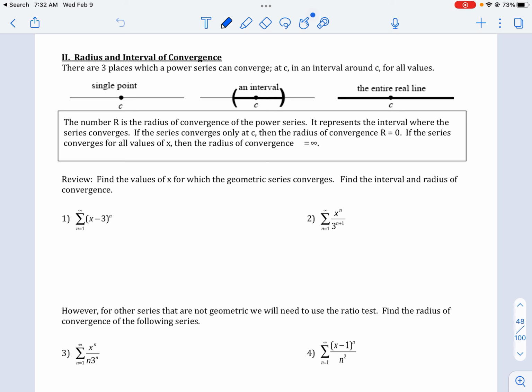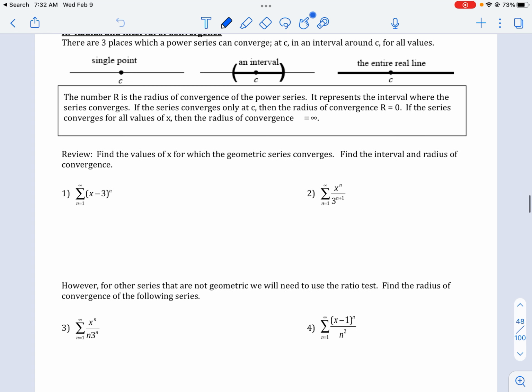For a geometric series, it's a little bit more straightforward. Basically, we learned that a geometric series only converges if the absolute value of r, which is the common ratio, is less than 1. So we can find that r pretty easily, then we can find that interval of convergence. So in this problem, notice that your r, your common ratio, is x minus 3, because that's what's being raised to the nth power. So we know that this will only converge when that absolute value of r is less than 1.